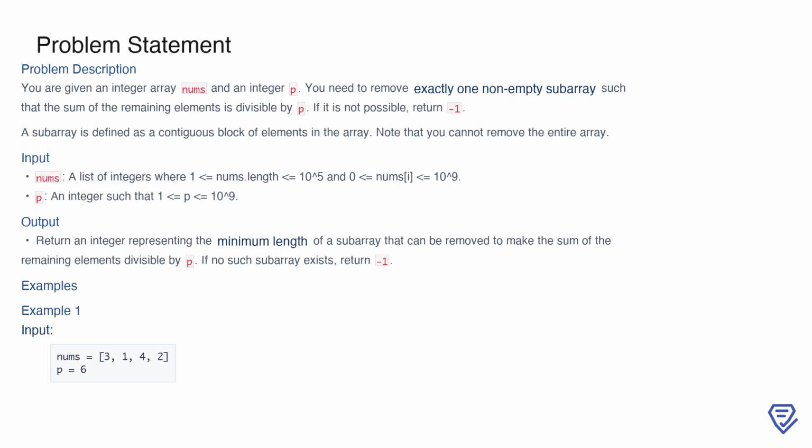For the input, we are given an array nums with a length between 1 and 100,000, and each element as well as p can be as large as 1 billion. The output is an integer representing the minimum length of the subarray that needs to be removed to achieve the condition. If no such subarray exists, the output should be -1. Let's start by looking at some examples to better understand how this works.